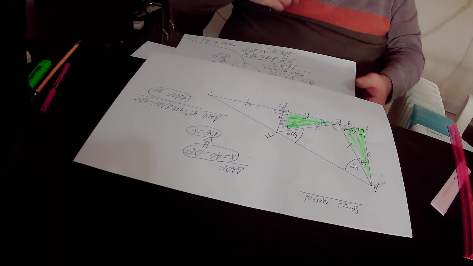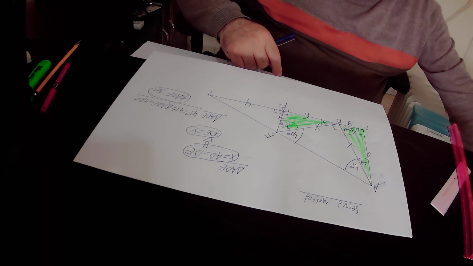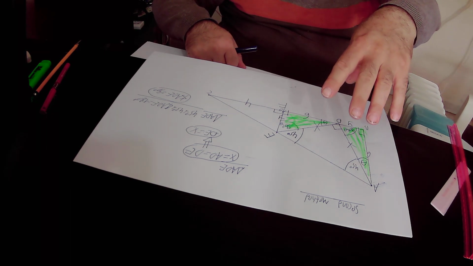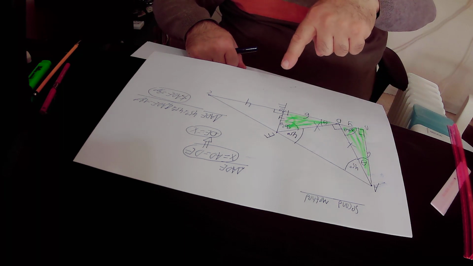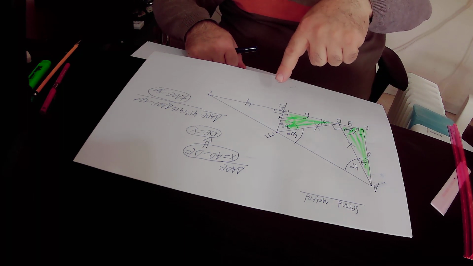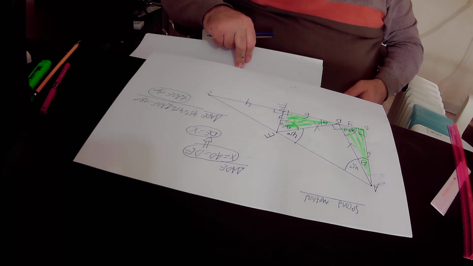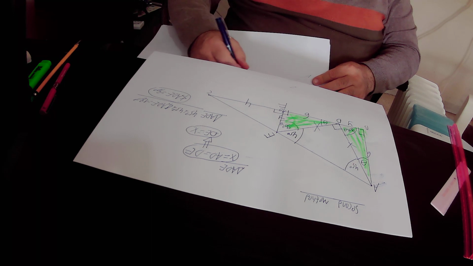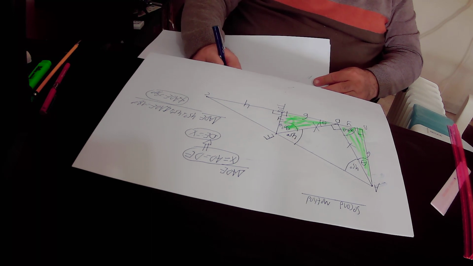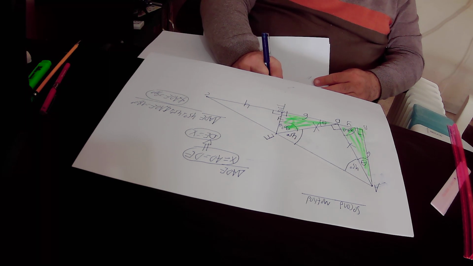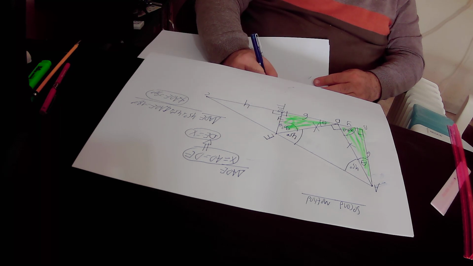In the next step, we will prove that the big right triangle ABC is similar to the small right triangle EFC.